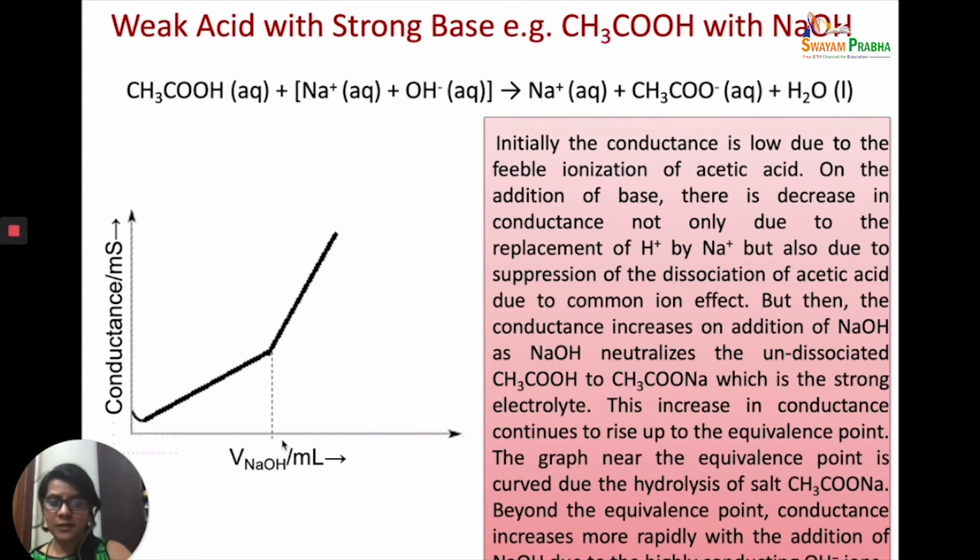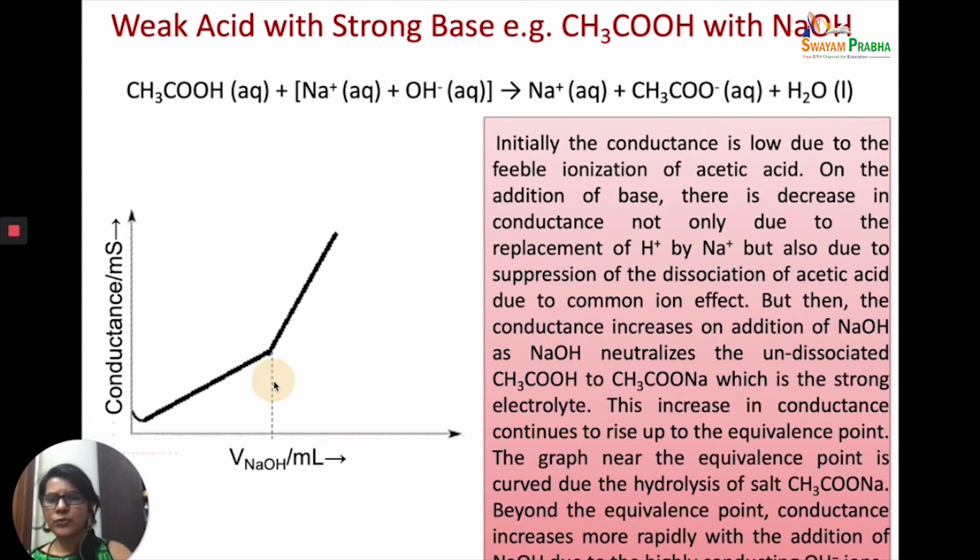Now why is this curve there? This is curved because sodium acetate is a salt of a weak acid and strong base. So there is a hydrolysis which takes place around this point, and because of this hydrolysis a curve is obtained, and this leads to a curvature which can lead to error. But if you plot lines which are touching the curves, or if you extrapolate these lines and they meet sharply at a point, they will give you the value of the equivalence point.